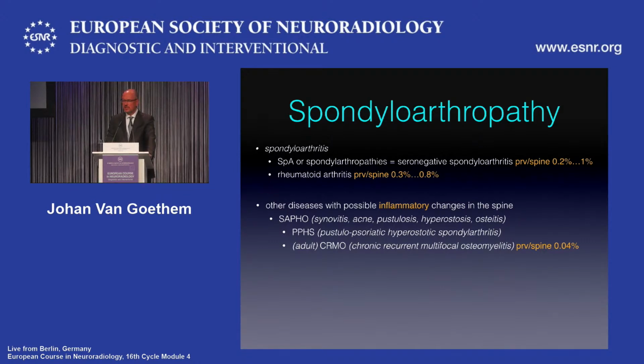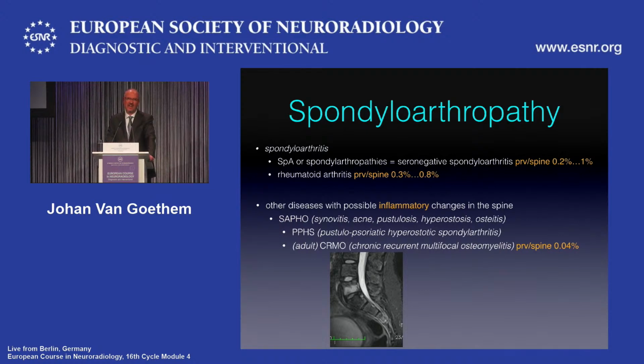SAPHO is a rare disease consisting of, as the abbreviation says, synovitis, acne, pustulosis, hyperostosis, and osteitis. And the osteitis can be in the spine. There are two forms, which is the PPHS, which is the adult form, also known as pustulo-psoriatic hyperostotic spondyloarthritis, but it's not psoriasis. And there's CRMO, which is usually seen in children. There's an example here. This is a typical case of CRMO. You see a child, 12 years old, with bone edema at L5-S1 or L5 mainly.